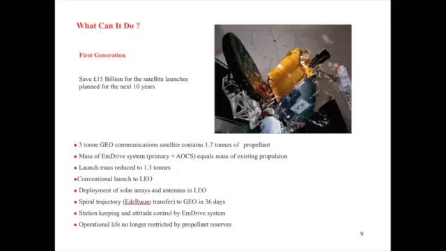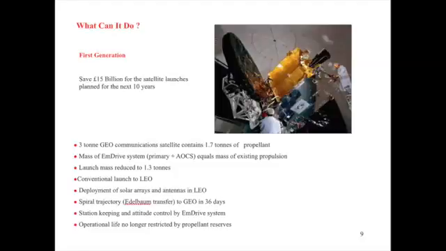Okay, so what can it do? Well, first of all, let's look at a first generation. This is a room temperature, uncooled cavity designed specifically for satellites. The short answer is that it should save of the order of £15 billion if you look at the satellite launches planned for the next 10 years, on the assumption that instead of using the traditional launch concept, we use EmDrive to take us from LEO, that's low Earth orbit, up to GEO.